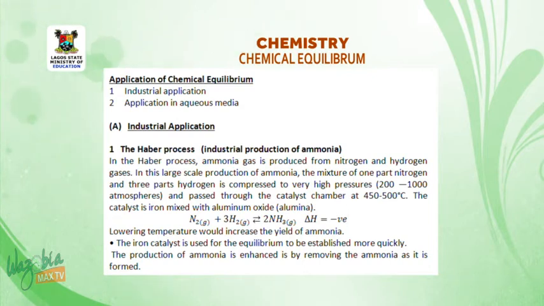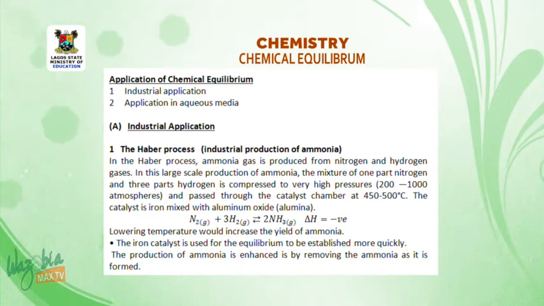In this large-scale production of ammonia, the mixture of 1 part nitrogen and 3 parts hydrogen is compressed to a very high pressure, say 200 to 1000 atmospheres, and passed through the catalyst chamber at 450 to 500 degrees Celsius. The catalyst is iron mixed with aluminum oxide.